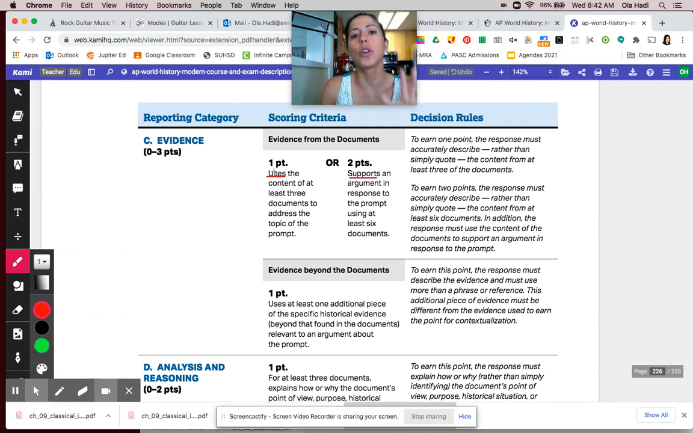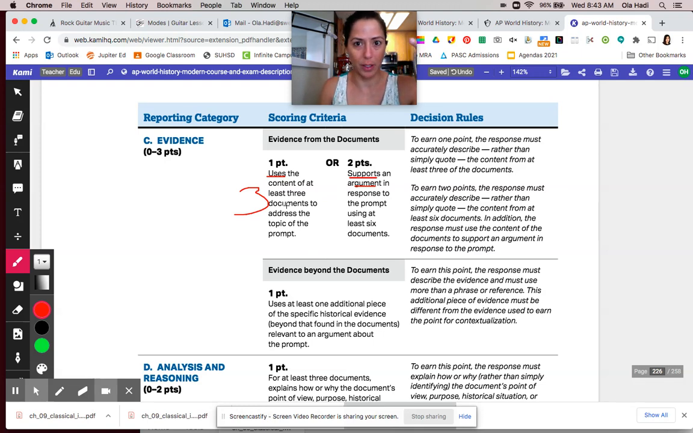One is to use it to talk about the evidence correctly, and the other is to support an argument. So to get 1 point, you use the context from at least 3 documents to address the topic of the prompt. When it says uses, it means you're showing that you understand that document. For example, you don't get messed up from things like sarcasm.